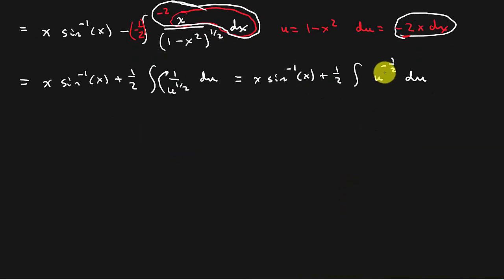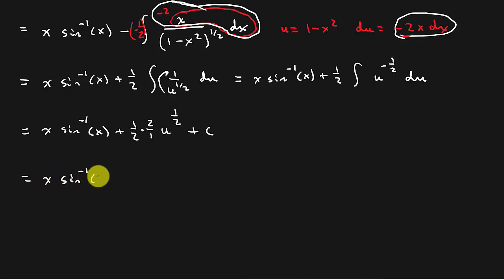And now I can use the basic power rule there. So that's going to be x inverse sine x plus 1/2, and that's going to be u to the 1/2. Add 1 to the exponent, multiply by the reciprocal of your new exponent, plus c. And so that's x inverse sine x plus, and the 2's just cancel, and then that's going to be u to the 1/2, but in the place of u, I'm going to put 1 minus x squared to the 1/2 plus c.